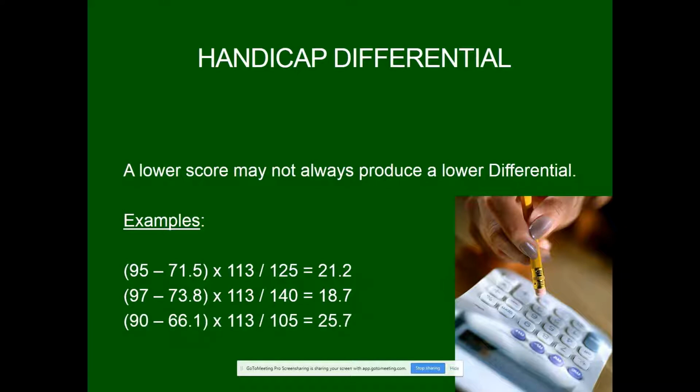On the opposite end, somebody shoots a 90, well below that, but keep in mind the rating is 66.1. This is a much, much easier golf course, and the slope is only 105. So in this case, the differential ends up much higher at 25.7. So in this case, what is the lowest differential? The lowest differential actually is tied to the highest overall score in their record of these three.